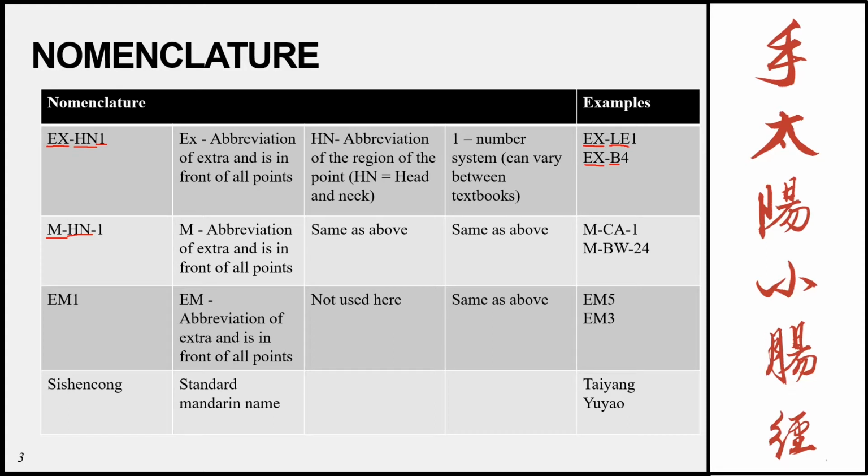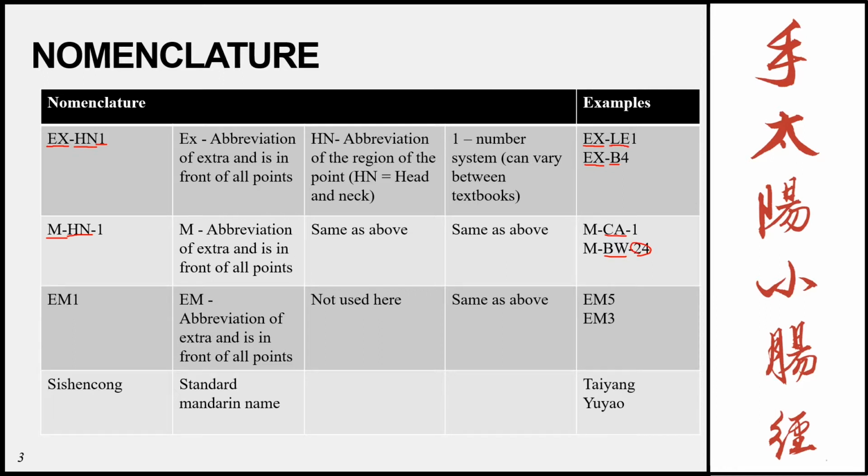So I've done 2 more examples here. M-CA-1. So M is the prefix. CA stands for chest and abdomen. And -1, it's the first point on the chest and abdomen. The same for M-BW-24. So M is the abbreviation. BW is for back and waist. And -24, it's the 24th point on the back and waist.